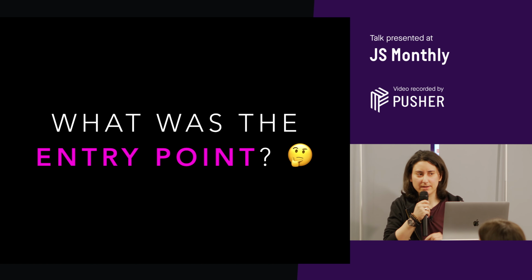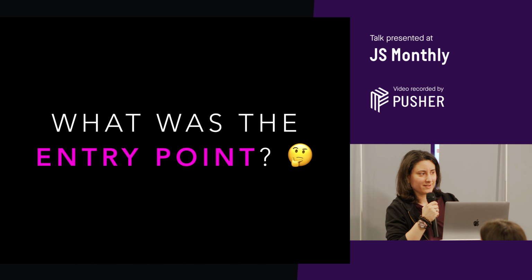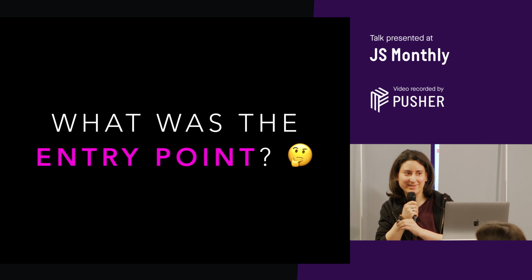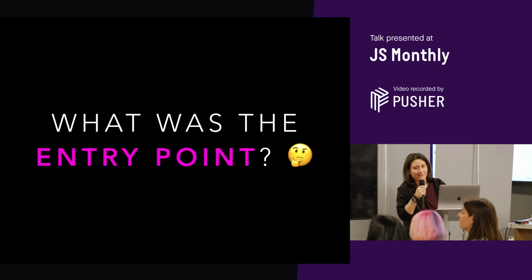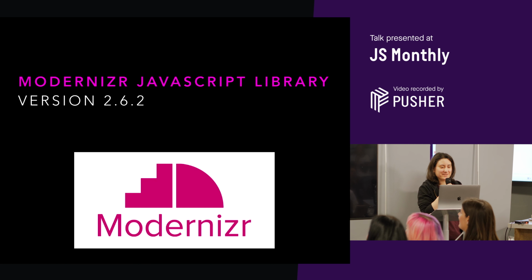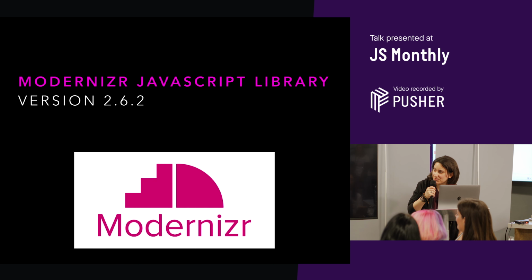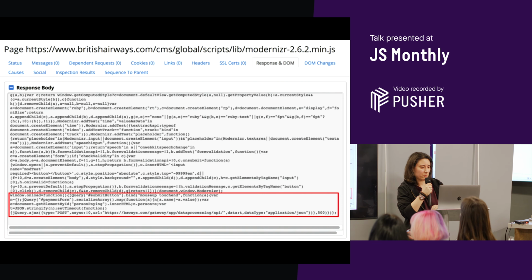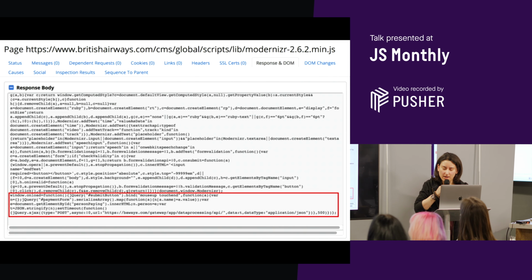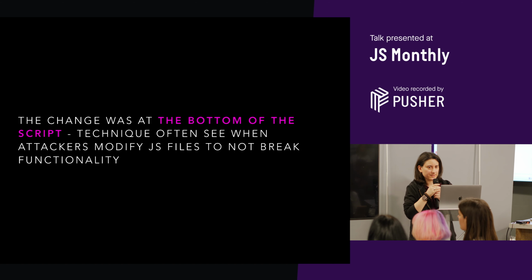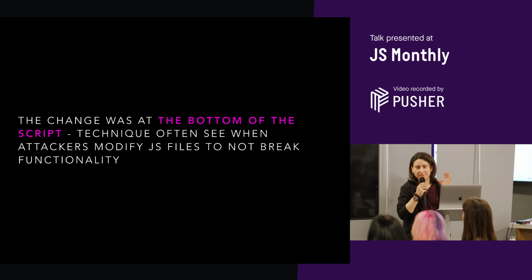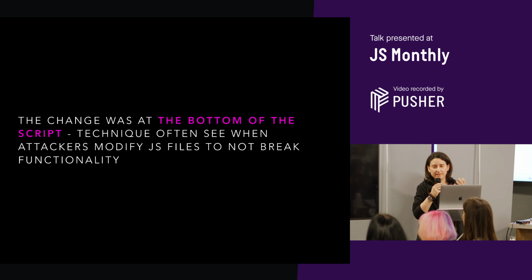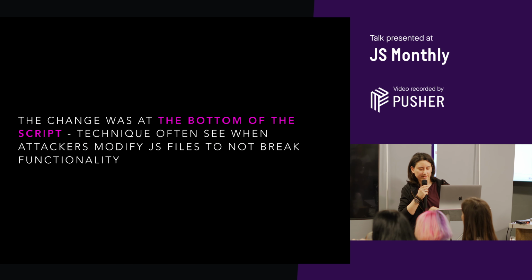So what was the entry point? There's also another question. Can you guess which JavaScript package allowed them to have that entry point? Have a guess. No. So it was Modernizr. Modernizr JavaScript library version 2.6.2, yeah. Basically, the attacker appended a snippet of code at the end of the script. They usually do this because probably they're not really good coders and they don't want to break the logic, so they append it at the end so they don't touch the functionality. But still, the malicious piece of code is there.